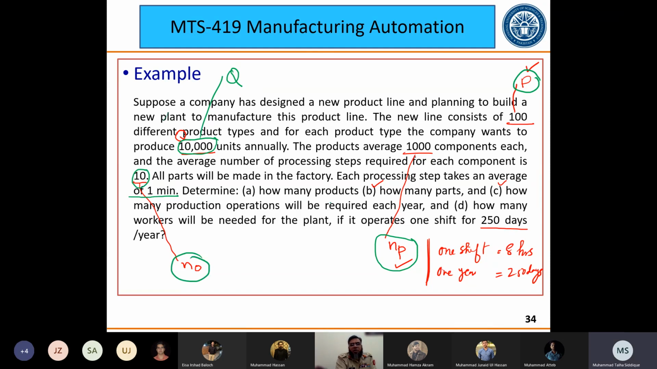Determine how many products we want to make, how many parts will be produced, how many production operations will be required each year, and how many workers will be needed for the plant if it operates one shift, 250 days. So one shift actually is 8 hours. ये देखिए. Or 1 year is taken as 250 days in a production unit. So if a production unit works for 250 days in a year, it means that it is working to its full capacity. ठीक है जी.